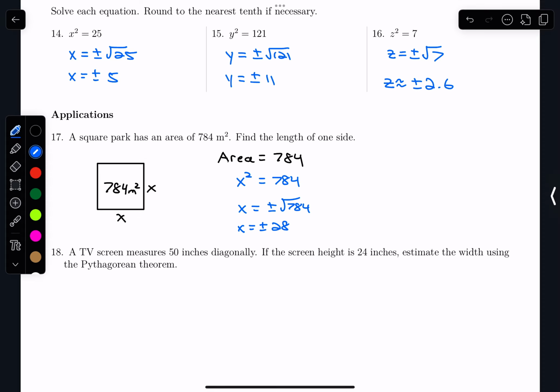In the previous problems with no context, we would be done. However, this is an application, so we have to interpret this result. We are finding the length of a side. A length cannot be negative.